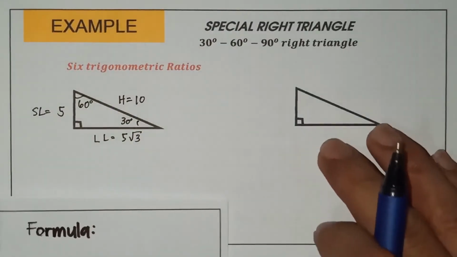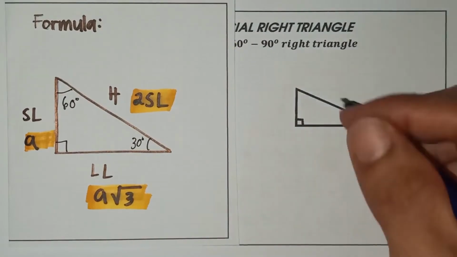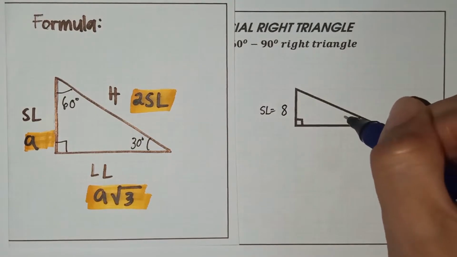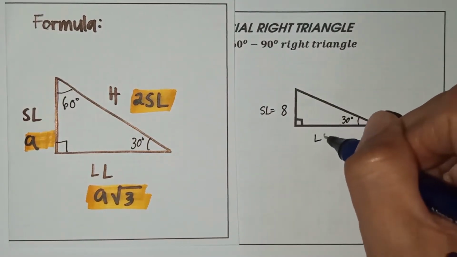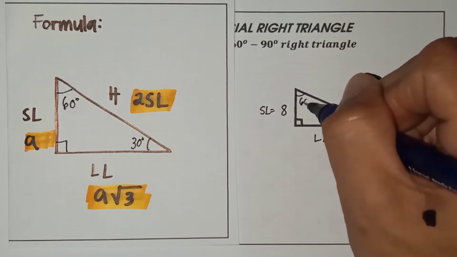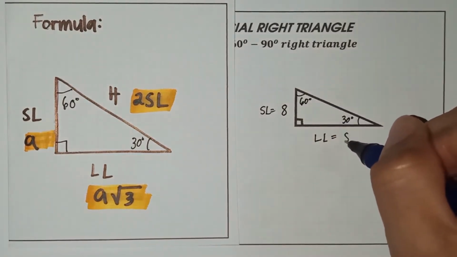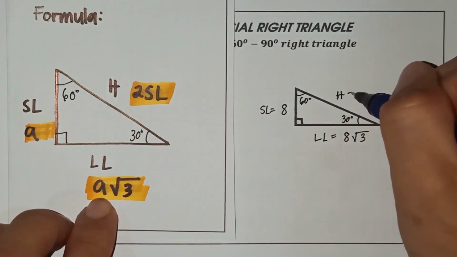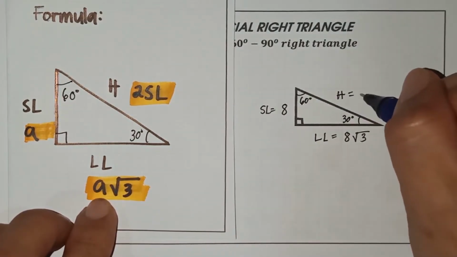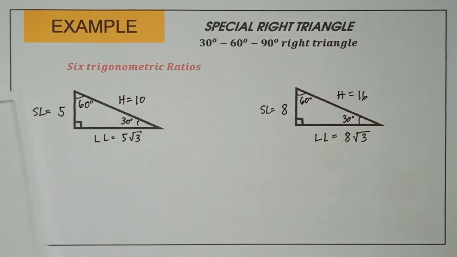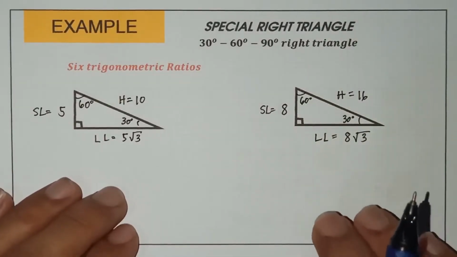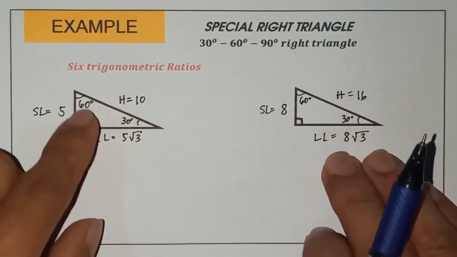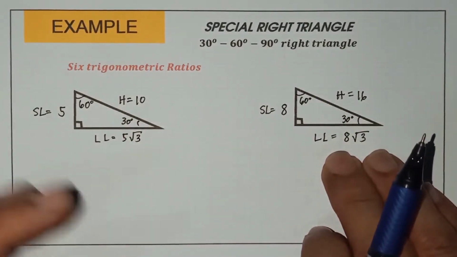And another example, using the same formula, let's make it 8. That is the shorter leg, and it is opposite to 30 degrees. The longer leg is opposite to 60 degrees. This is now 8, that is A square root of 3. And the hypotenuse is double the shorter leg, and that is 16. We will compare the two figures with different values of sides to see if the 6 trigonometric ratios will also change.